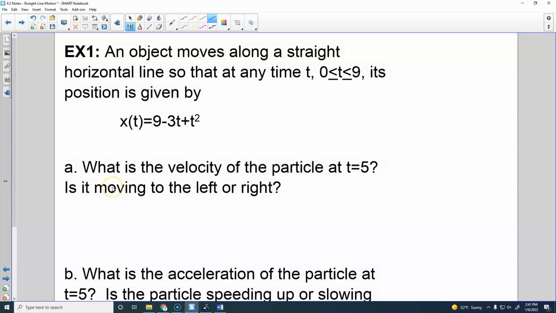So when you take the derivative of this, here's what I prefer for you to do. Say x prime of t equals v of t, and then v being velocity, and then just take your derivative, so negative 3 plus 2t.